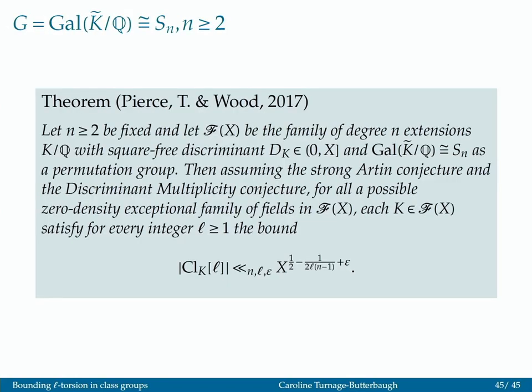And just as a reminder, one of the theorems we're able to prove is this one for all degree S_n fields, where we have a restriction on the ramification type, which, another way you can phrase it, is that the discriminants are square-free. We assume the strong Artin conjecture. Remember, that's necessary to apply Kowalski-Michel, and the discriminant multiplicity conjecture to get the upper bound that we want. And happily, in the case of cyclic fields, everything is unconditional.